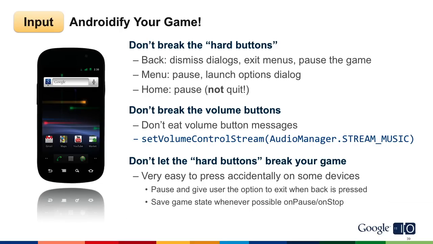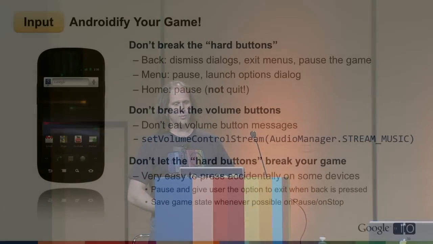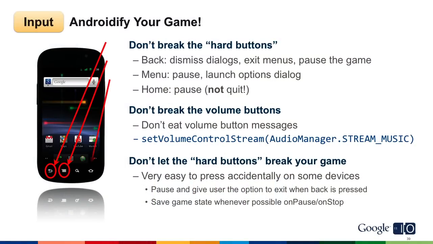Menu should probably do something, and if someone accidentally swipes the home key, there's nothing worse than when the game goes away. And volume buttons are very similar. We don't want to eat those messages. If you actually have to, return them to the framework, and you want to set the volume control stream. And then again, don't let the hard buttons break your game. You want to save your state. It's very, very important. These buttons do things that are relevant.